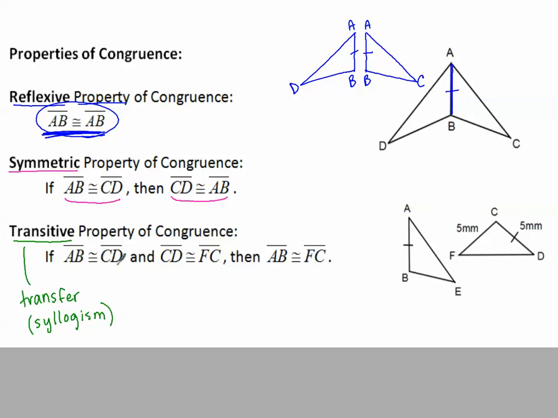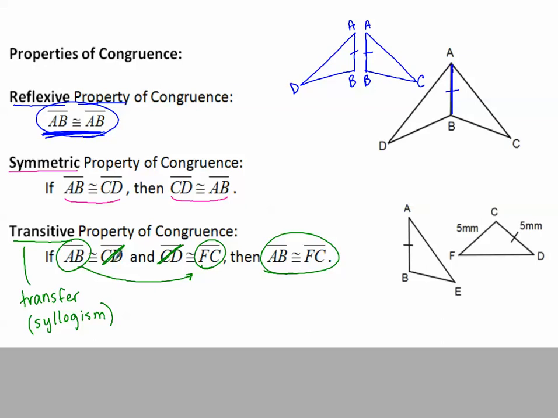If AB is congruent to CD and CD is congruent to FC, then AB is congruent to FC. Notice what we did. Both of these are congruent to the same segment. CD is like the link in the chain. So now I can connect from one of them to the other one. Similar to the law of syllogism, going from the beginning of the story to the end of the story, or this one transfers to this one. So connecting those two gives me that conclusion. Let's look and see how in the picture that could be helpful.